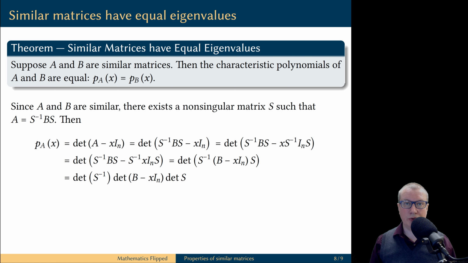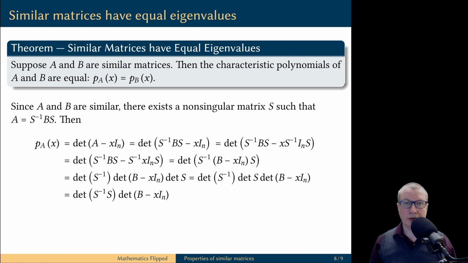Now we are going to use the property of determinants that the determinant of the product of matrices is equal to the product of their determinants. And now comes the crucial part. The product of determinants is the product of numbers. And we know that the product of numbers is commutative. Therefore, this expression is equal to this.